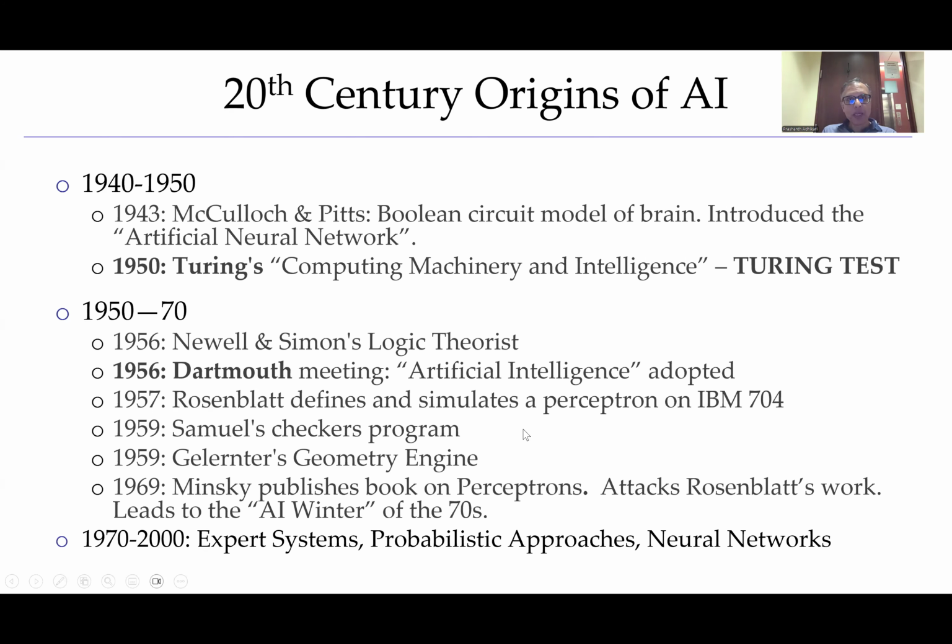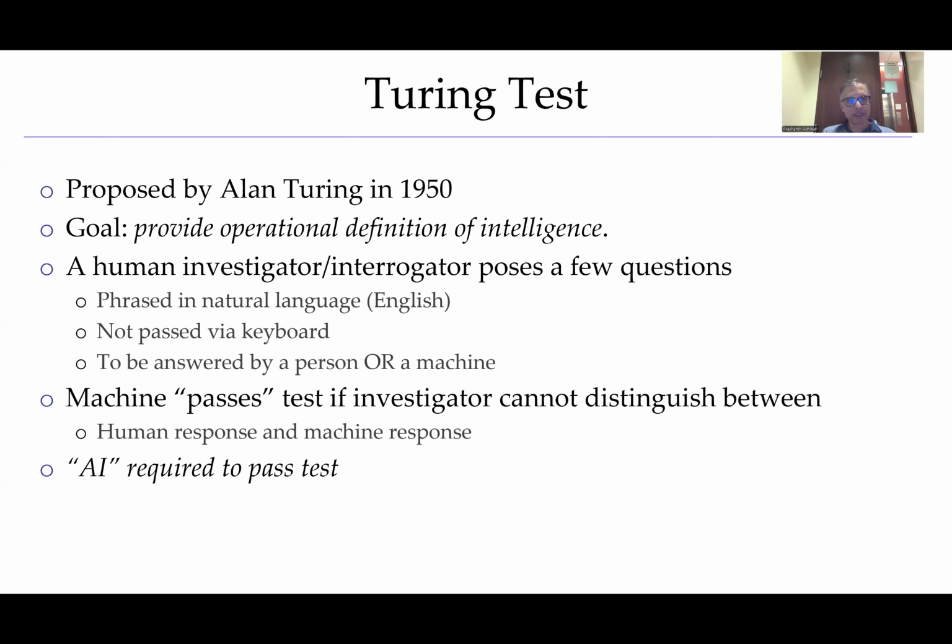Let's briefly talk about the Turing test because it's so famous. There's this thing called the imitation game. There's even a movie by that name. It's a biography of Alan Turing. So it's quite a famous test. And the goal behind the Turing test that was proposed by Alan Turing was to provide an operational definition of intelligence.